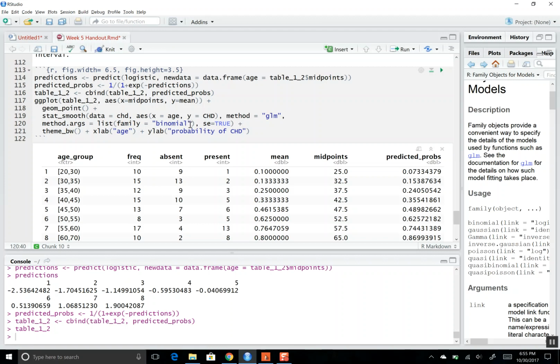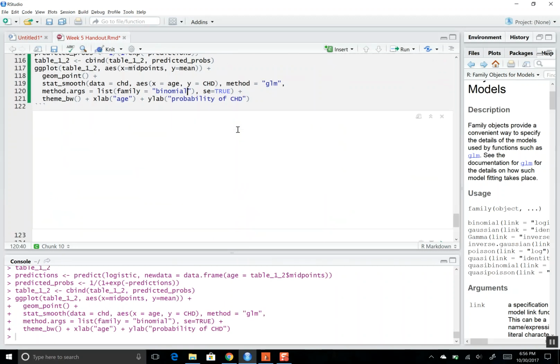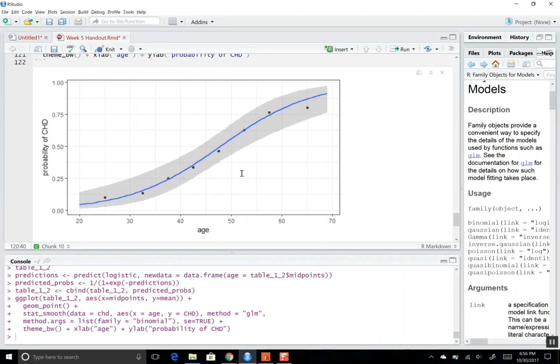I'm not expecting you to have this memorized, but I think this is a good reference point if you wanted to create a pretty graph like this for yourself. So we would say, create a fitted smooth curve using a generalized linear model with family equal to binomial, and then SE equals true will put confidence interval bands around the resulting curve. Okay, and so when I create this plot, we get this nice looking plot that is on page 5 of your handout.